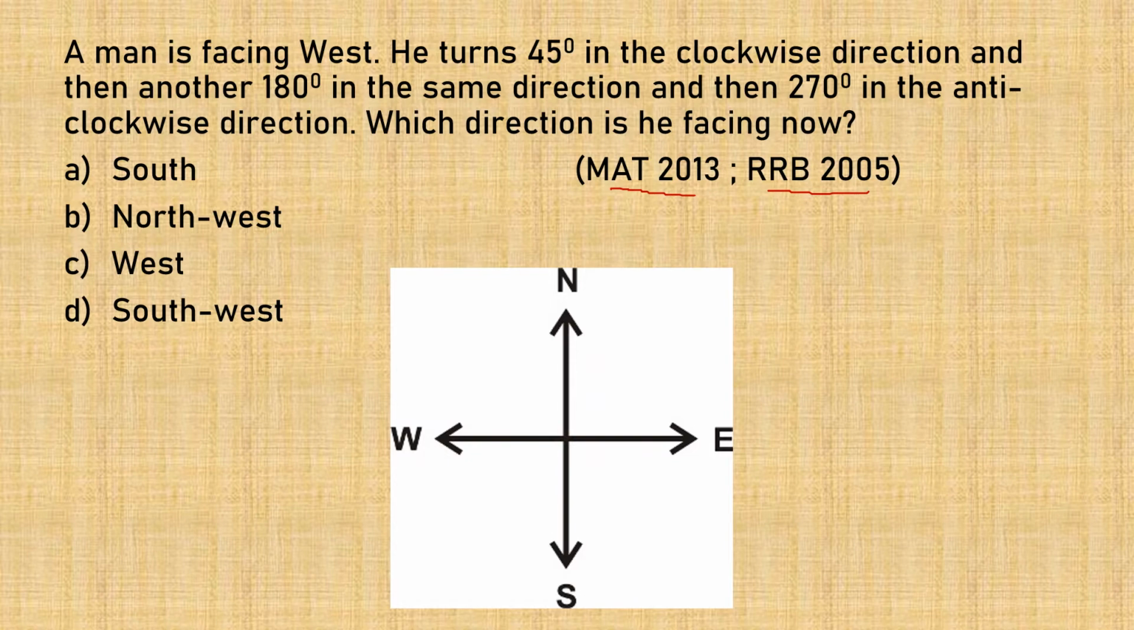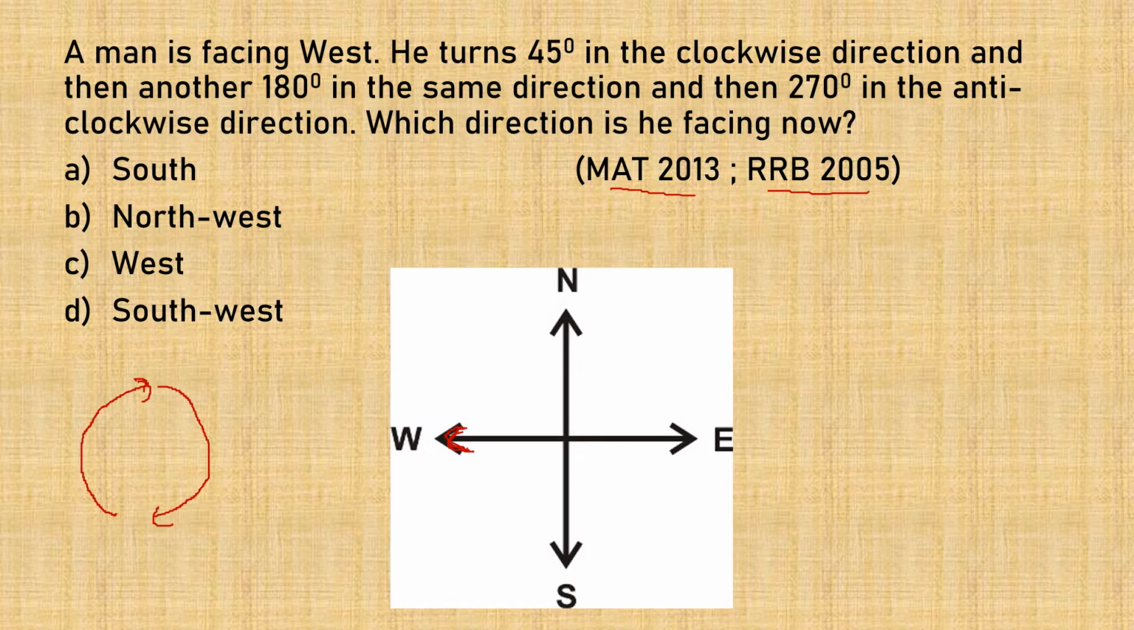The man is facing west. That means this is the direction in which the man is facing. He turns 45 degrees in the clockwise direction. So clockwise is the direction in which the hands of a clock move. That means you will be going this way. This is the clockwise direction. This is how the hands of a clock move.